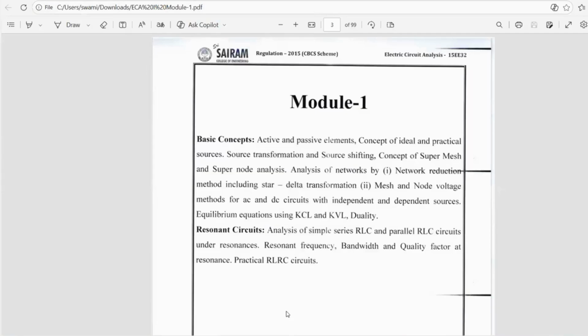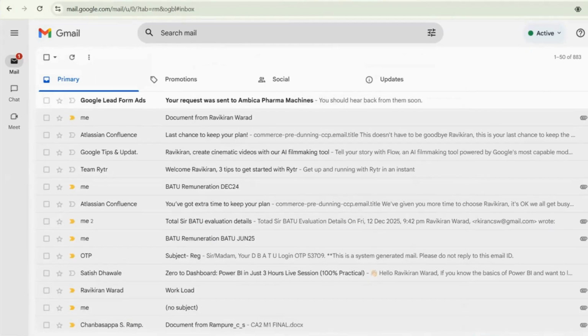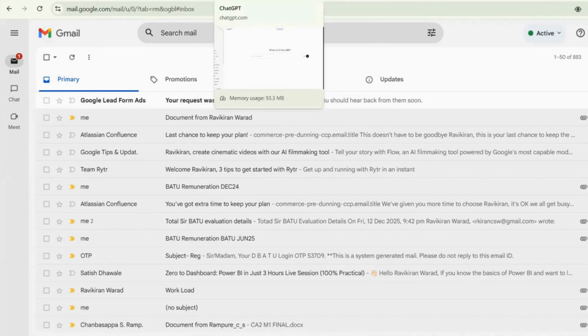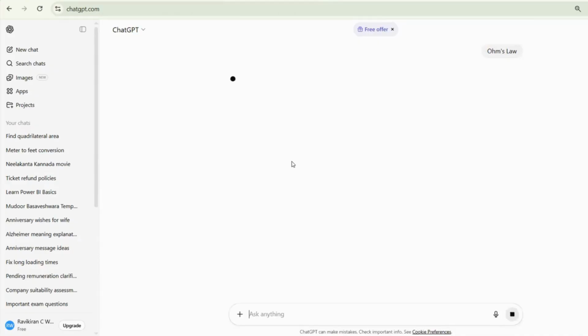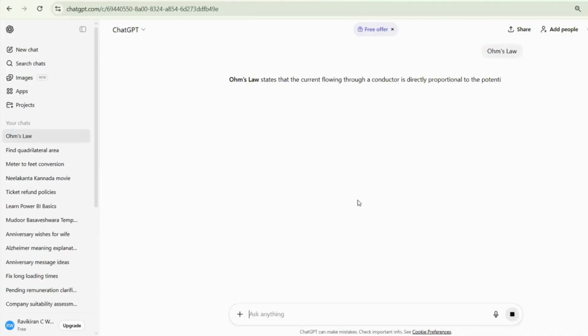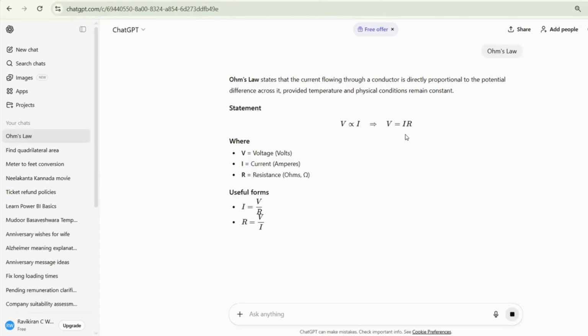Definition statement: I is equals to V by R. Have you heard this? Yes, Ohm's law. What is the meaning? I means what? Current. Correct, I is current. V is voltage. R is resistance.